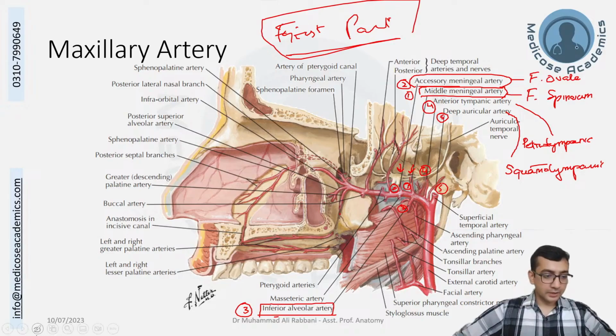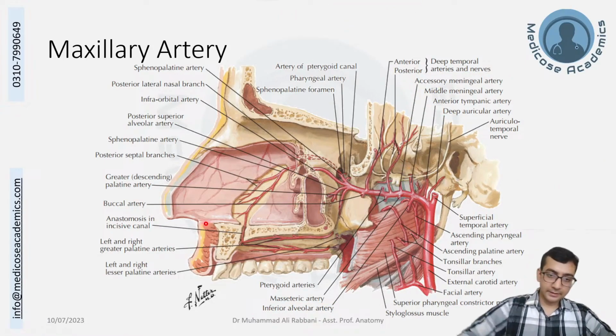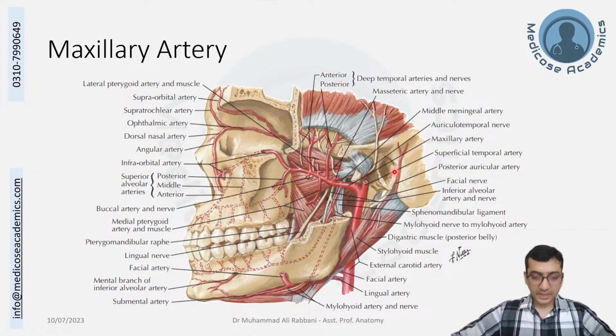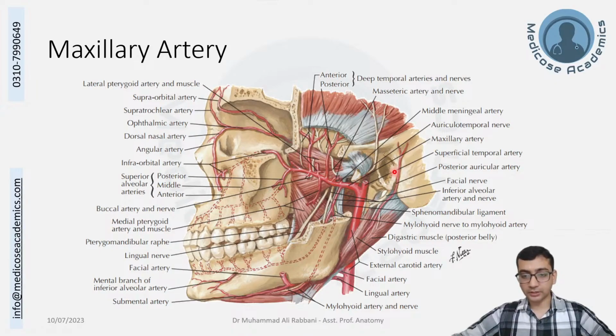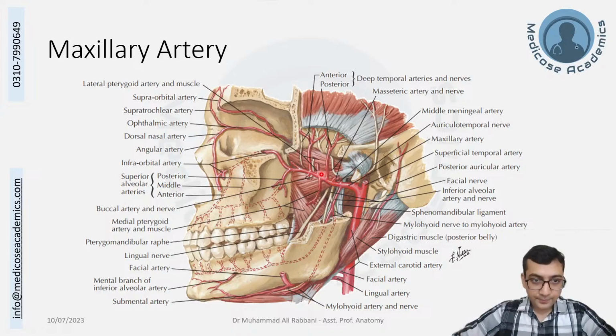Okay, let's dive into the second part. Let me clear all the ink on the slide. The second part we talked about, it was supplying all the muscles. So which muscles were there in the infratemporal fossa? There was lateral pterygoid, there was medial pterygoid, and there was inserting point of the temporalis muscle. So let's supply these muscles.